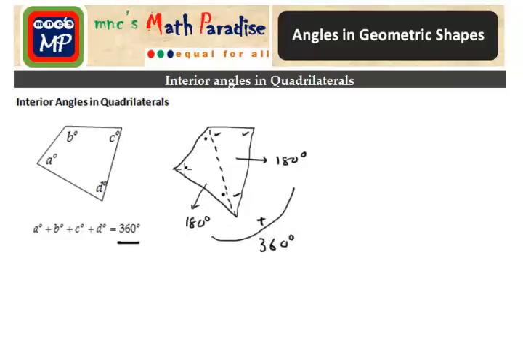360 degrees. Altogether these 6 angles in these 2 triangles cover the interior angles: these 2 cover one interior angle, these 2 cover another one, this one covers this one, and these 2 cover this interior angle of the quadrilateral. So altogether these 6 angles of the 2 triangles cover these 4 interior angles of this quadrilateral. So the sum of the 4 interior angles of a quadrilateral is 360 degrees.